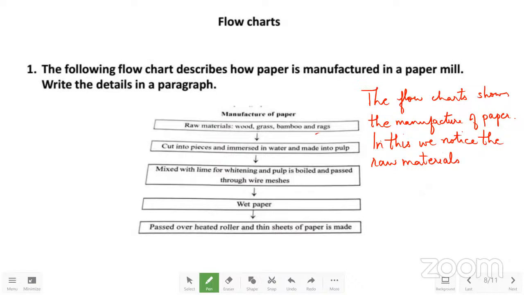What do you mean by rags? Children, when you read it, you should understand the words. Rags means torn pieces of cloth, like you see beggars wearing torn clothes. We say they are dressed in rags. So rags is basically torn pieces of cloth.